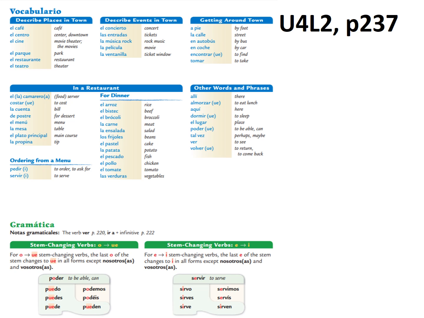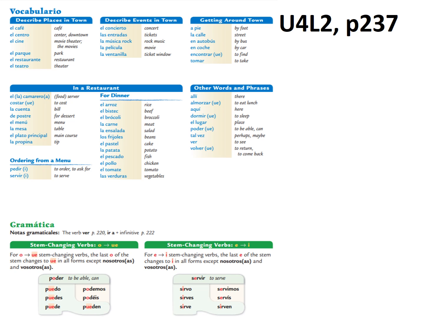For O to UE stem changing verbs, the last O of the stem changes to UE in all forms, again, except for nosotros and vosotros. This should sound very familiar from our E to IE stem changing verbs. So poder is the prototype, the one they're giving you to explain how all of these different types of verbs that are O to UE stem changers get conjugated into the present tense. Poder, to be able or can.